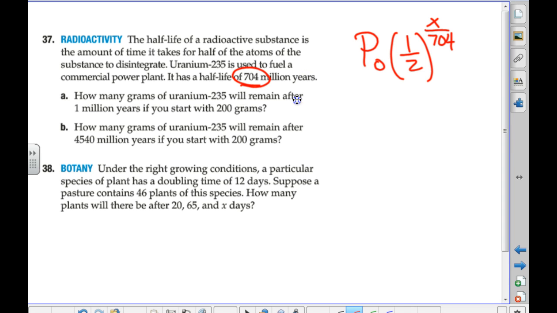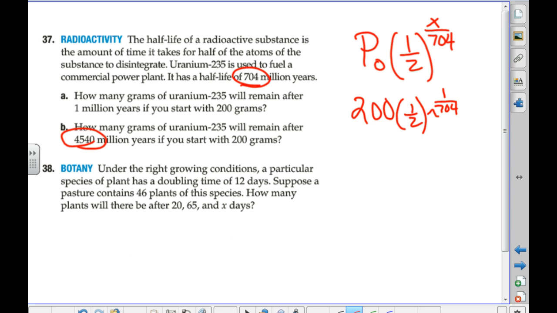So how many grams will remain after 1,000,000 years if you start with 200? So we're just doing 200 times 1/2 to the power of 1 divided by 704. Because it's 1,000,000 over 704 million. It's a lot remains. Almost 200 still remains. Okay? This is the same question except you just put in a 4540 for x, okay? Both of those were just typing questions.